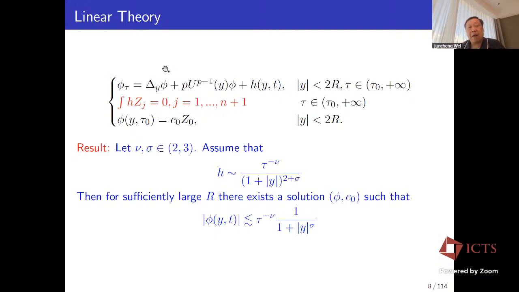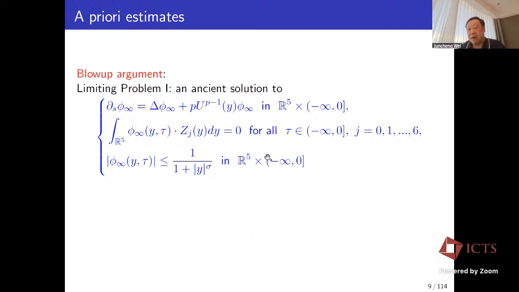for the linearized operator. So for the linearized operator, we want to construct a solution if the right-hand side has time decay and space decay. We want to find a solution phi and c. c is also part of our solution, so that phi also has spatial decay and time decay. And we achieve this by blow-up argument.